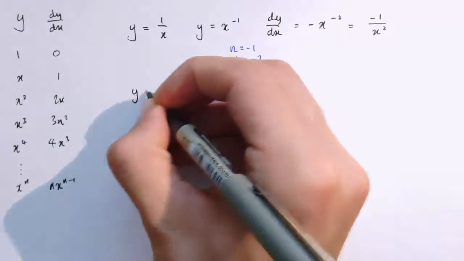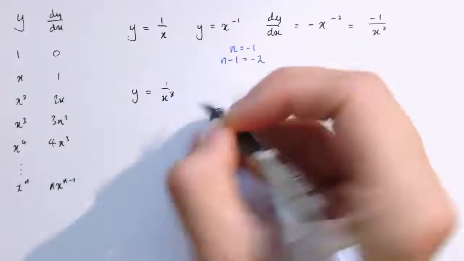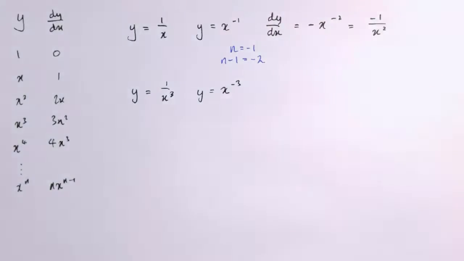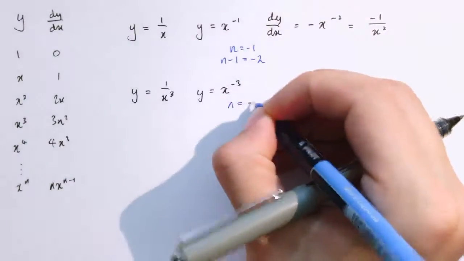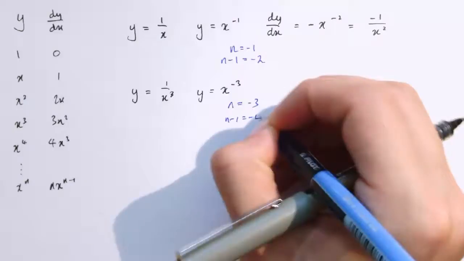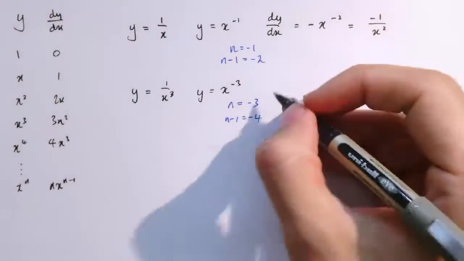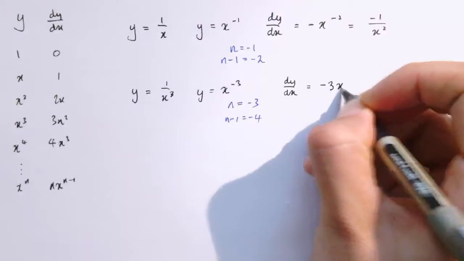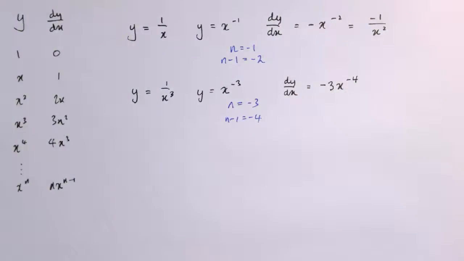If I had y equals 1 over x cubed, that's the same as y equals x to the minus 3. So here we'd have n equals minus 3 and n minus 1 would be minus 4 then. So I'd get dy by dx equals minus 3 times x to the minus 4.